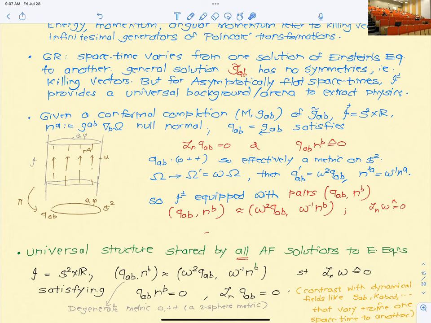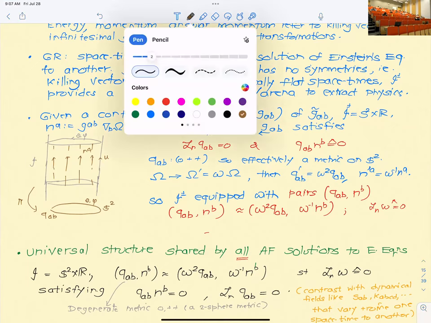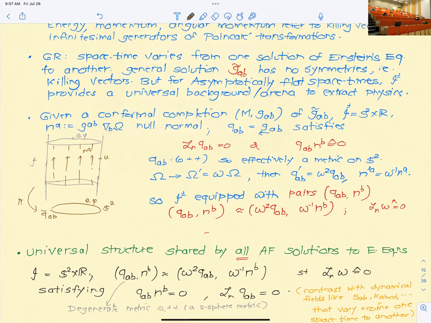So the point is that I have scri up here, which is a topology of S² × R. And then I have the generators, and I can take a quotient of scri by the generators, and I'll get a two-sphere. Basically, the fact that Q_ab N^b equals zero and Lie_N of Q_ab equals zero means that, in fact, Q_ab is a pullback to scri, via this projection mapping, of some metric Q̄_ab on the base space up here.